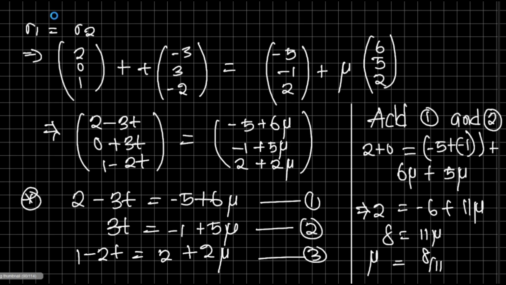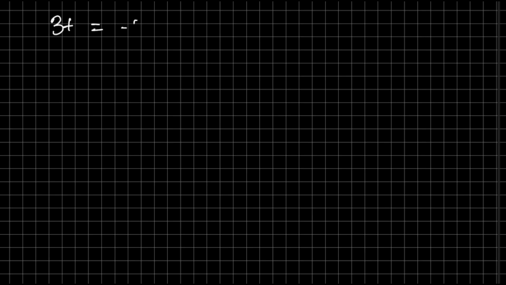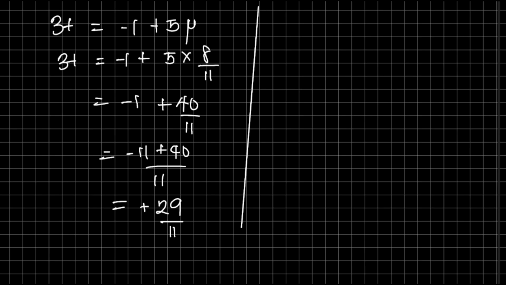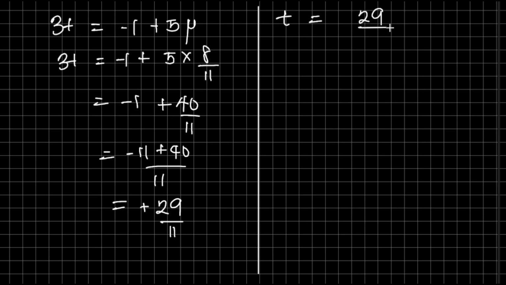Now we can find the value of t. 3t equals -1 plus 5mu, so 3t equals -1 plus 5 multiplied by 8 over 11, which is -1 plus 40 over 11, and that will be (-11 + 40) over 11, which is 29 over 11. If we divide by 3, we have t equals 29 over 33. These are the values of t.